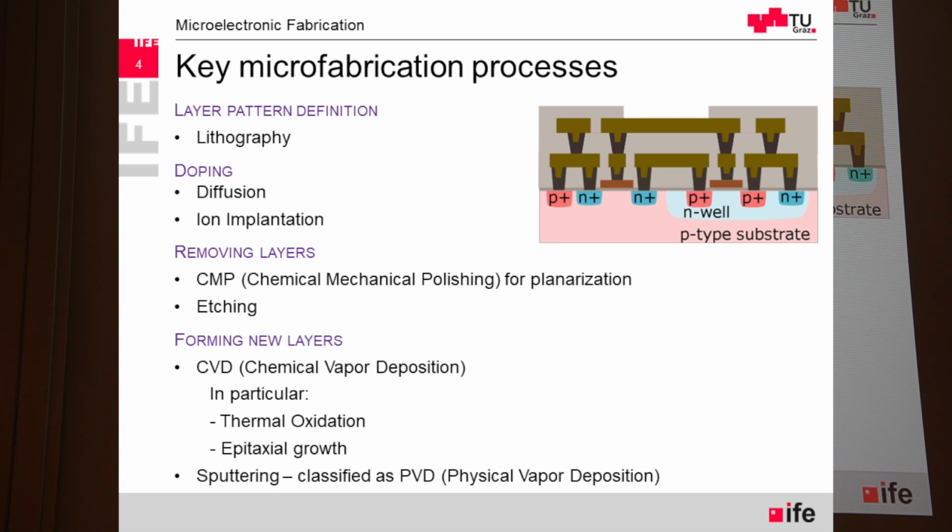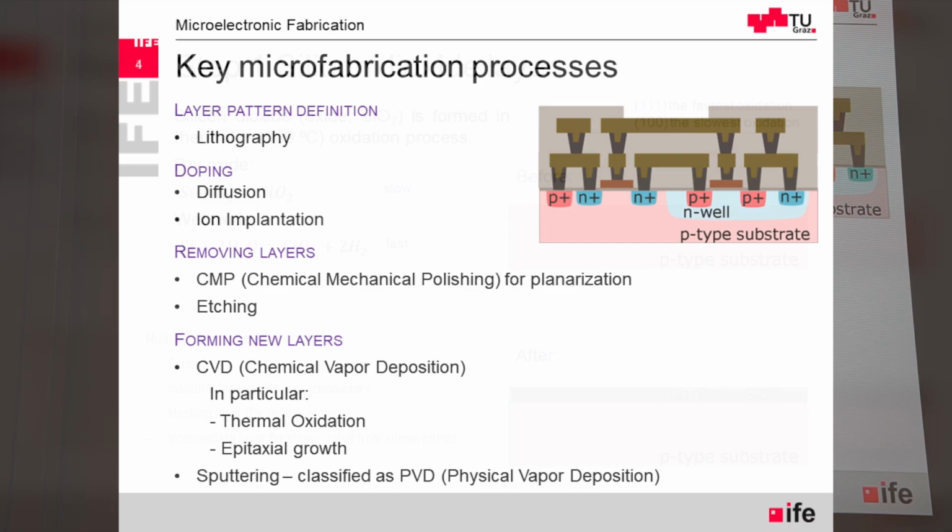You also have to be aware that this is a very simplified view of the process, because in modern fabrication we have many more layers of metals, first of all, but even as far as the production of the transistor, it's a very simplified view.